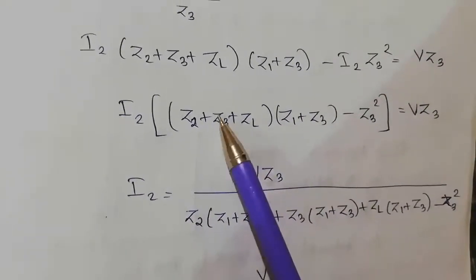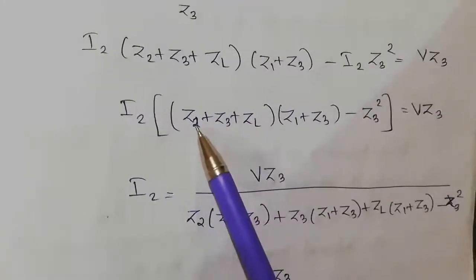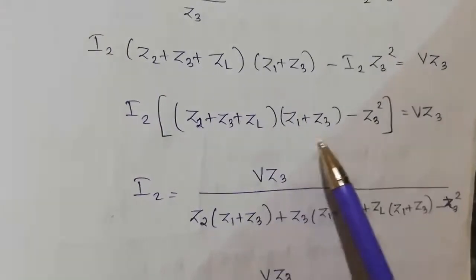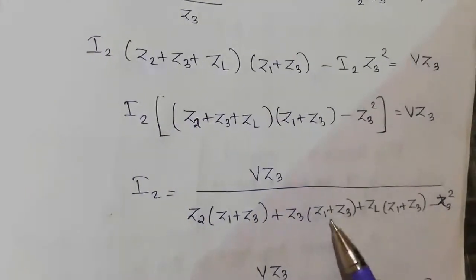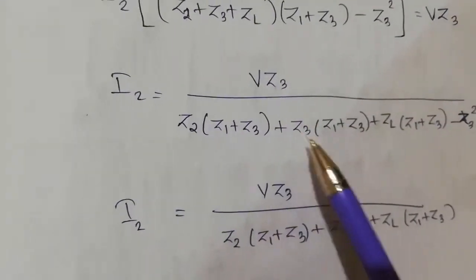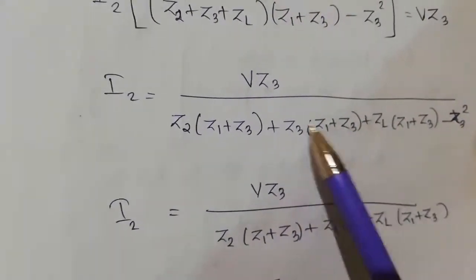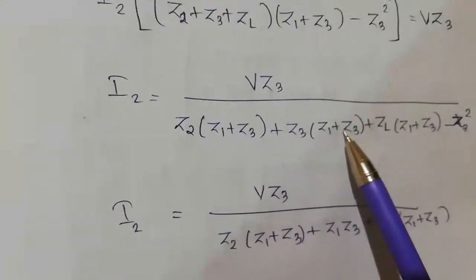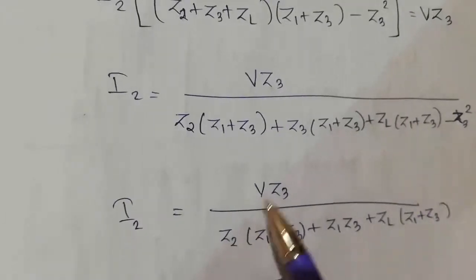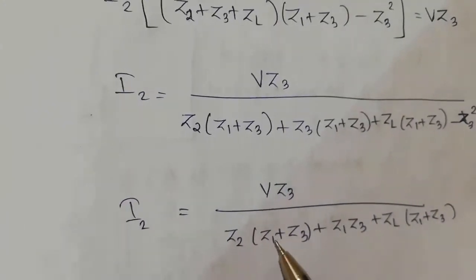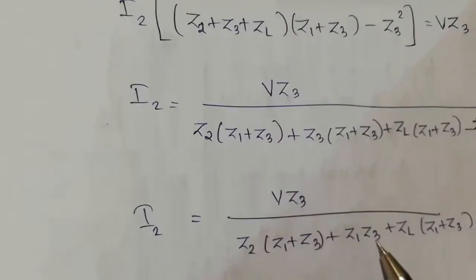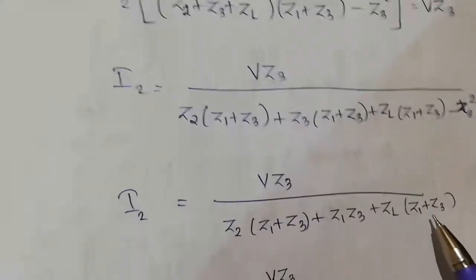Okay. Now in the denominator I have distributed this: Z2 into (Z1 plus Z3) plus Z3 into (Z1 plus Z3) plus ZL into (Z1 plus Z3) minus Z3 square. Now look at this equation. There is a minus Z3 square, and when we expand, we get a Z3 square. By expanding we can cancel this Z3 square, and all the remaining terms are in the denominator: Z2 into (Z1 plus Z3) plus Z1 Z3 plus ZL into (Z1 plus Z3).